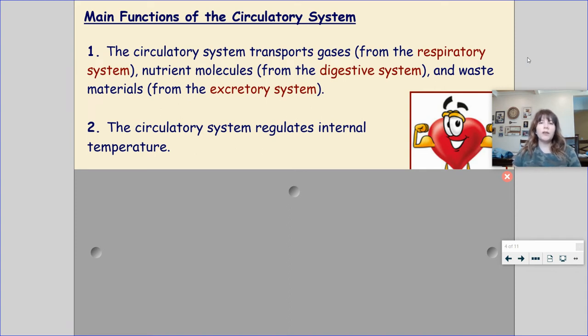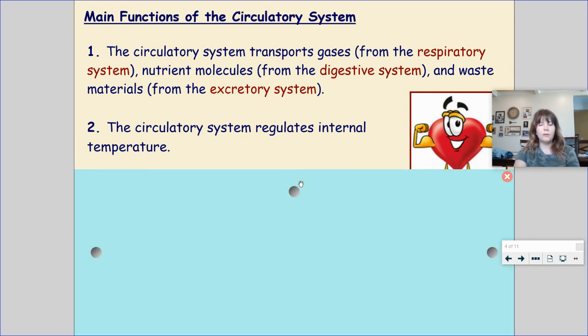The other main thing that the circulatory system does is it actually regulates our internal temperature. It's important that our internal temperature stays at a certain 37 degrees, right? And that's simply because we know that proteins, which is pretty much a large mass majority of our body, can denature at too high of a temperature, and they can actually slow down and not work properly at too low of a temperature. So our blood actually helps maintain and keep that internal temperature.